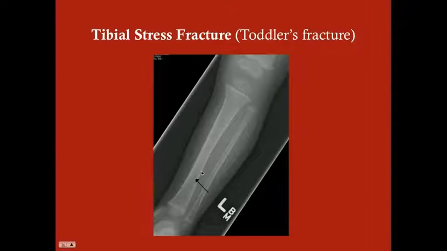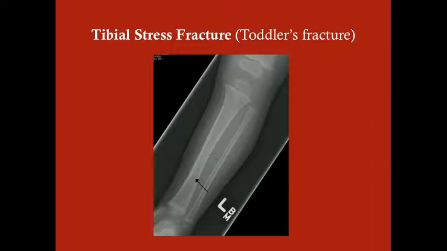Okay, now this one's important, so I want to take some time to talk about this one. This is another fracture that's probably not going to need surgery, but this is a toddler's fracture. A toddler's fracture tends to happen in kids around 9 months to 3 years of age that are already walking. And the important thing behind toddler's fracture is knowing that it's probably not child abuse.